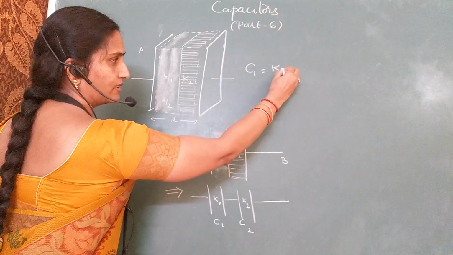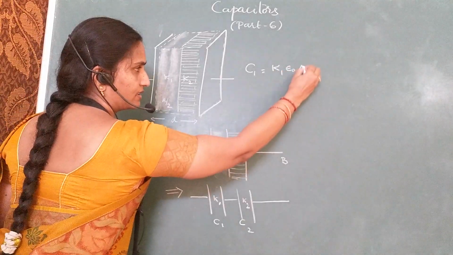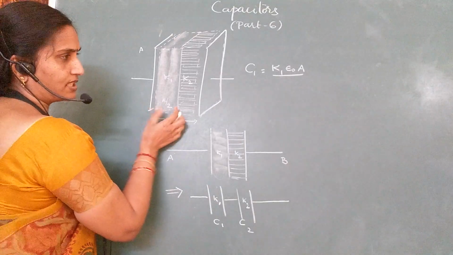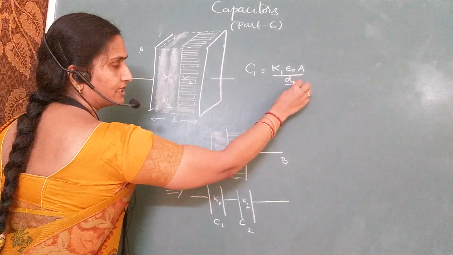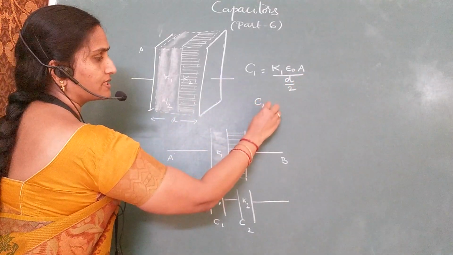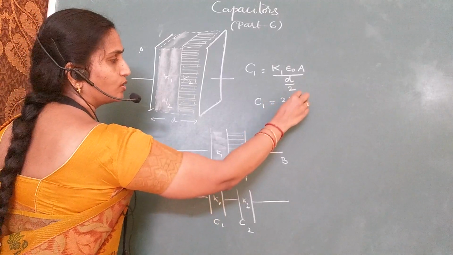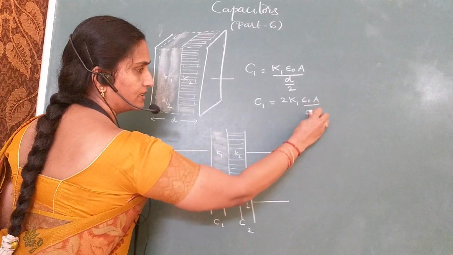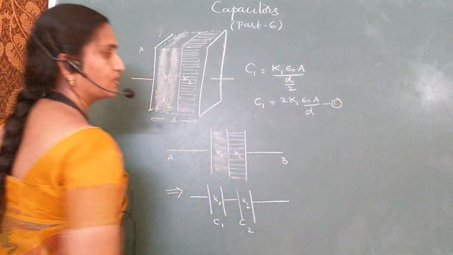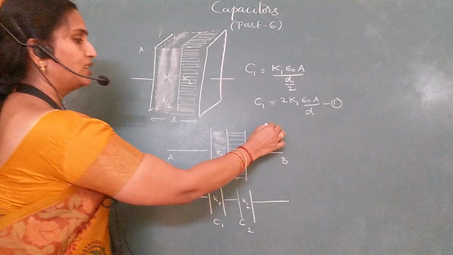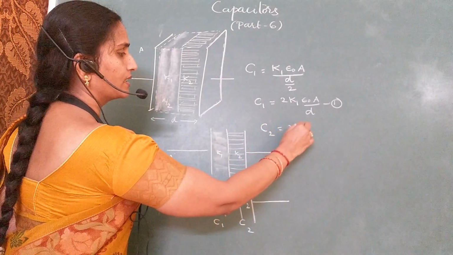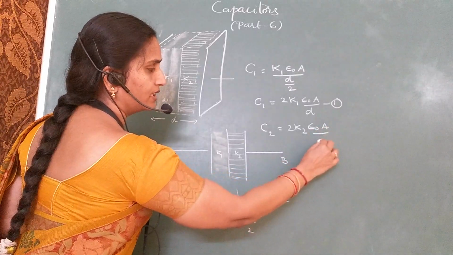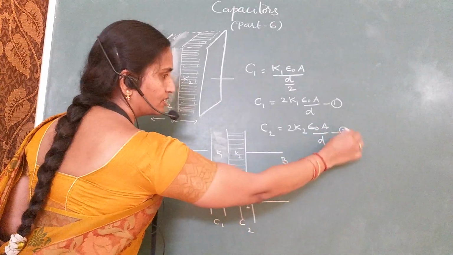For a completely filled capacitor, it is K1 epsilon naught A by D. Here, half the distance is taken for the first capacitor, so D becomes D by 2. So what should C1 be equal to? 2 K1 epsilon naught A by D. Call this equation 1. Similarly, find the value of C2. It will be 2 K2 epsilon naught A divided by D. Call this equation 2.